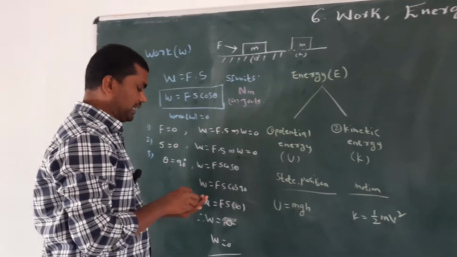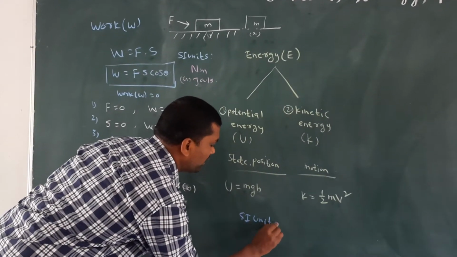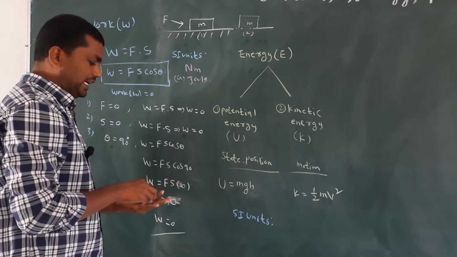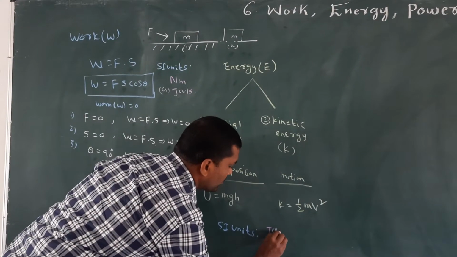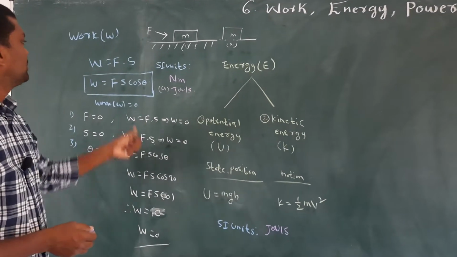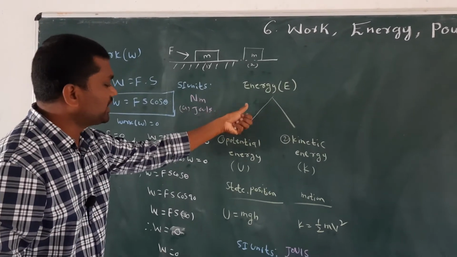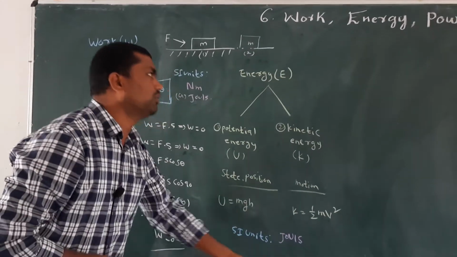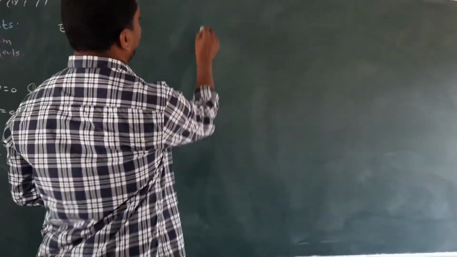In this manner we can take the SI units of energy. So the energy can be measured in joules. So we can take the same units: work units are joules, and similarly energy units also we can take in joules. So the next topic is the work energy theorem.